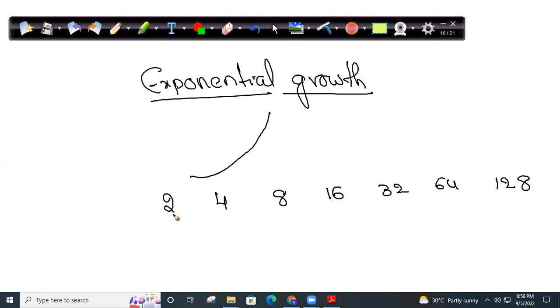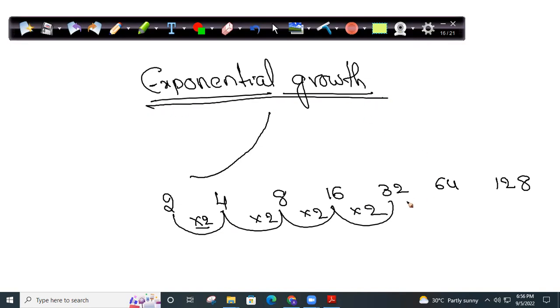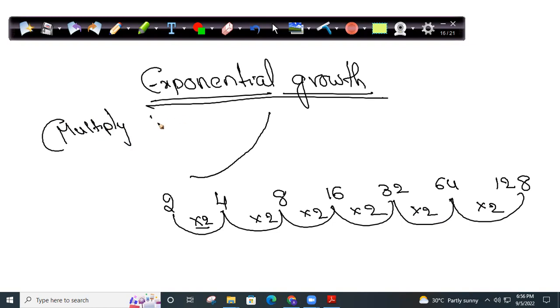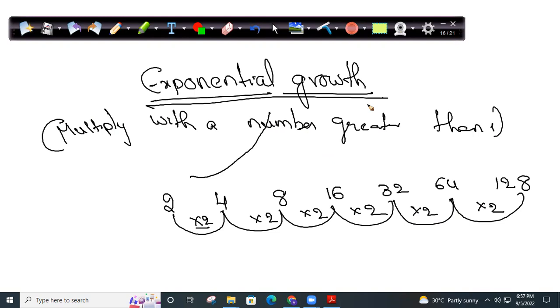So what is happening here? You are getting multiplied by a number. I can see clearly I need to multiply by a number. If the number you are multiplying by is greater than 1, it is called exponential growth. Multiplying with a number greater than 1 is said to be exponential growth. Okay? Everyone clear? Very good.